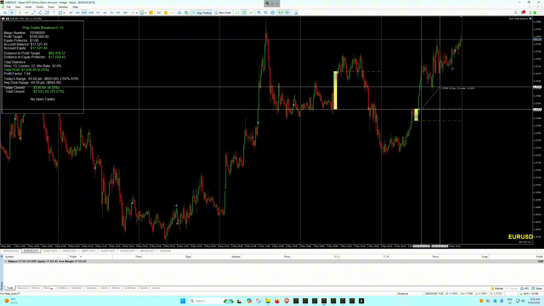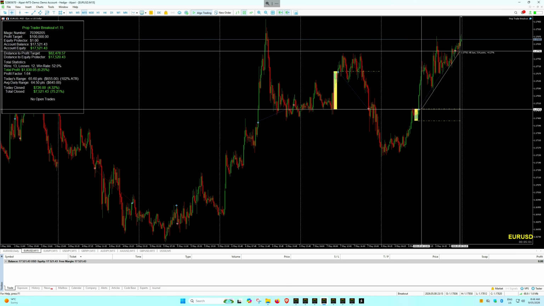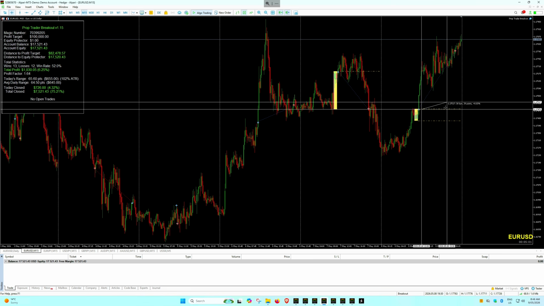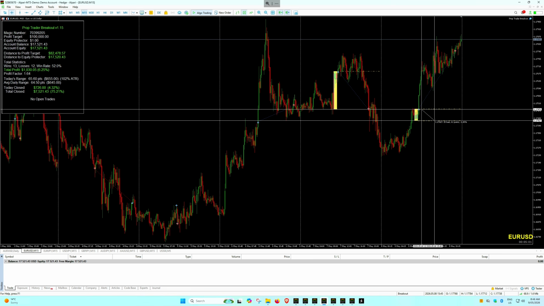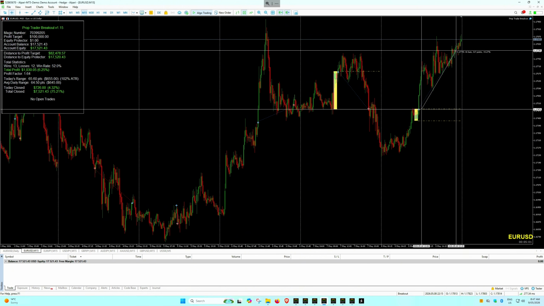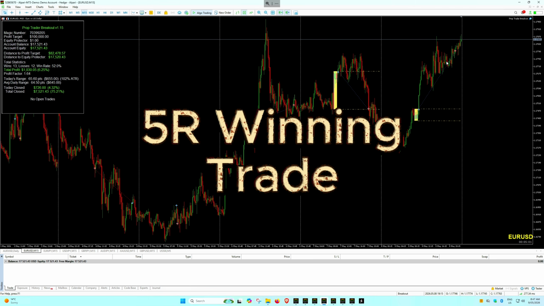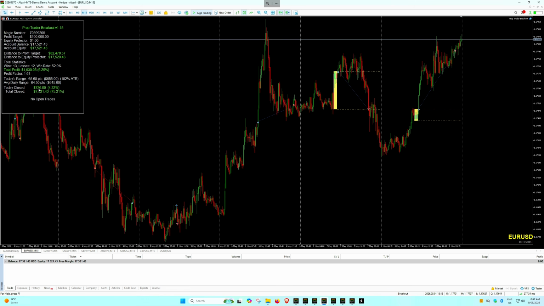On the euro dollar, let's take profit. That was actually 31 pips, and the stop loss was only 6 pips. So that was a very tight channel with the London Open. So that was actually a 5R trade that we made yesterday on that one. And the profit on that one was $726 or 4.32%.